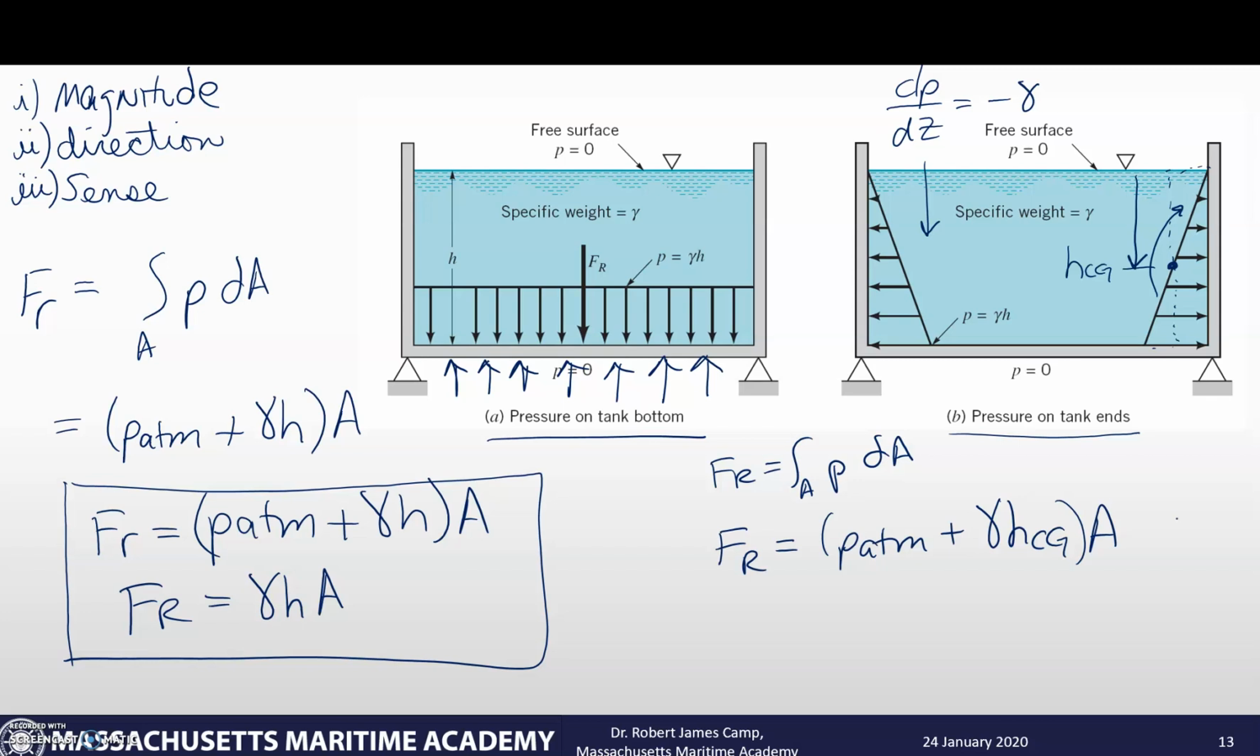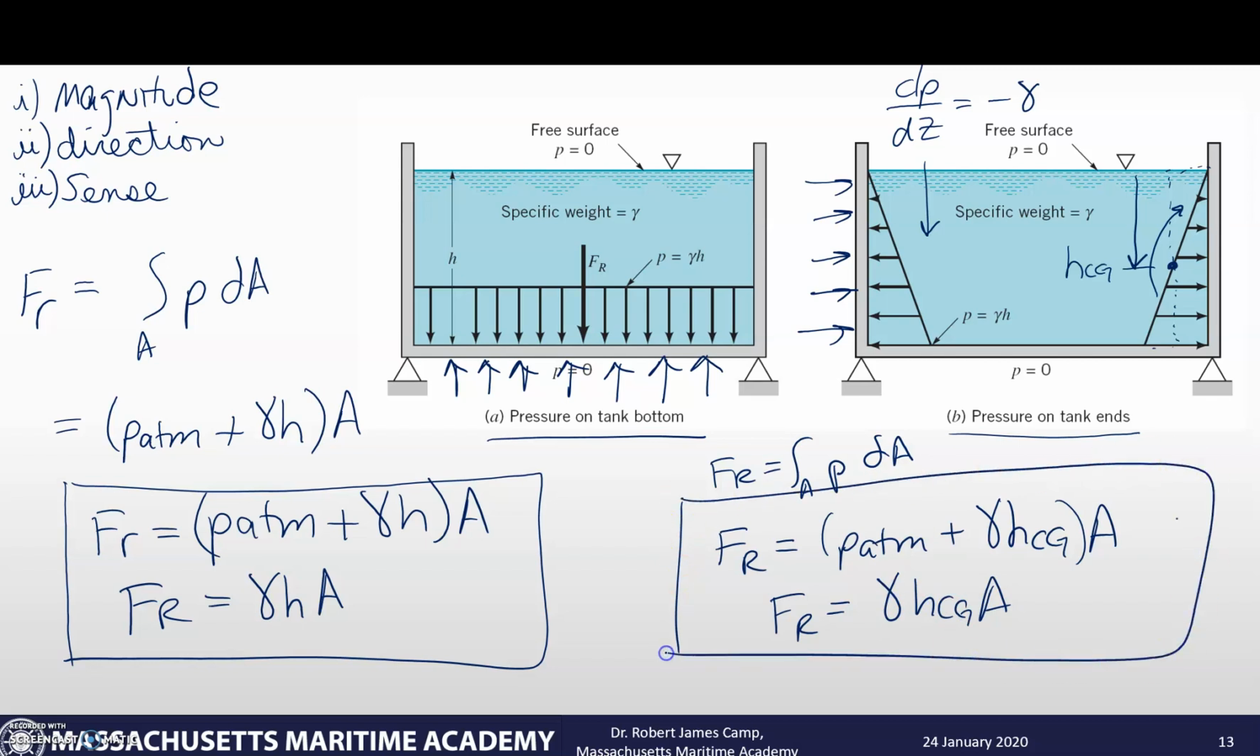Same thing in this situation: I have atmospheric pressure pushing on the outside here. So the resultant force, with atmospheric pressure canceling out, is gamma HCG times A. This is really the equation you need because it works with both the horizontal plate and the vertical plate. We'll talk about inclined plates in a minute. So that gives us the magnitude.